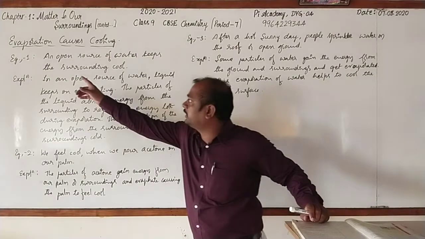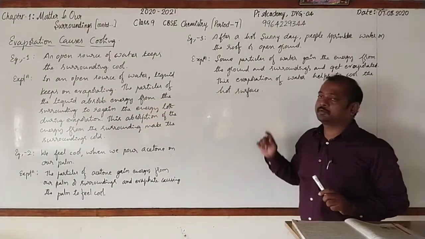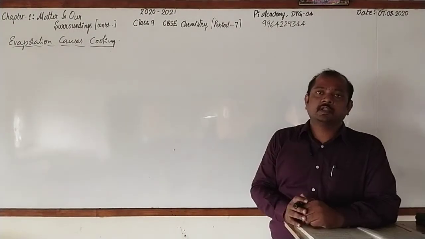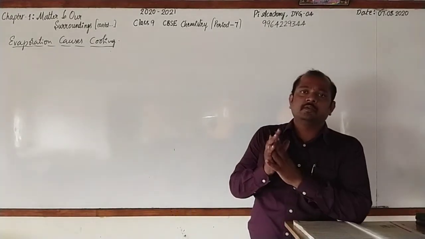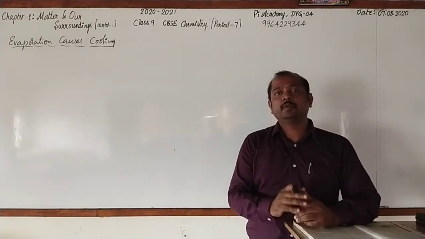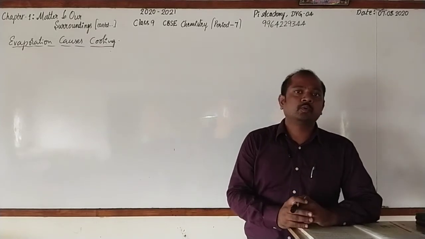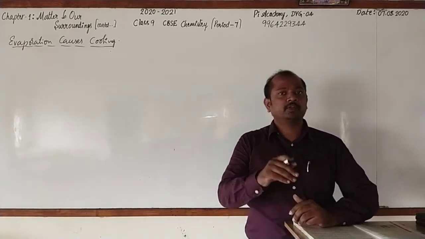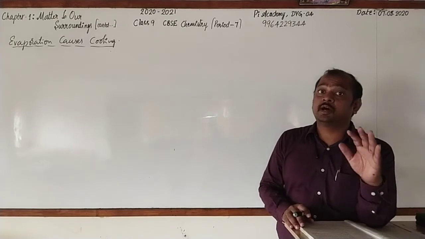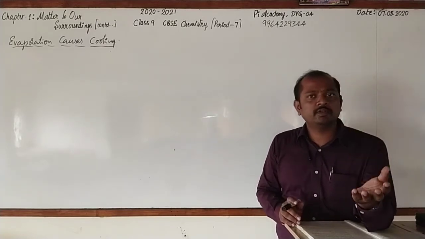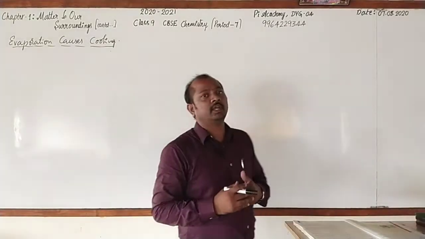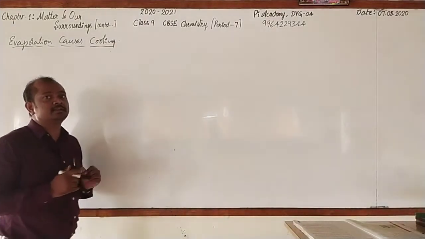Now please go on writing from there to here. Dear students, now I'll give you some more examples. In general, during summer days, we prefer to drink cold water, right? And particularly the water which is kept in the earthen pot will be cold. Do you know the reason for this? How does evaporation cause cooling in this case?